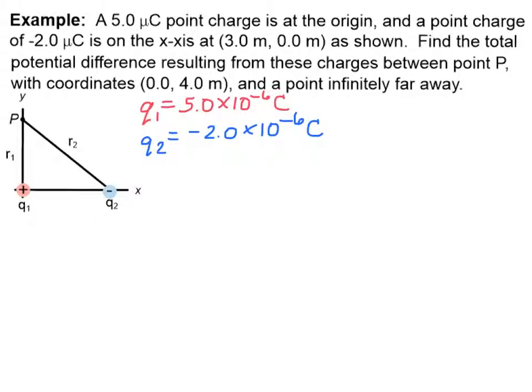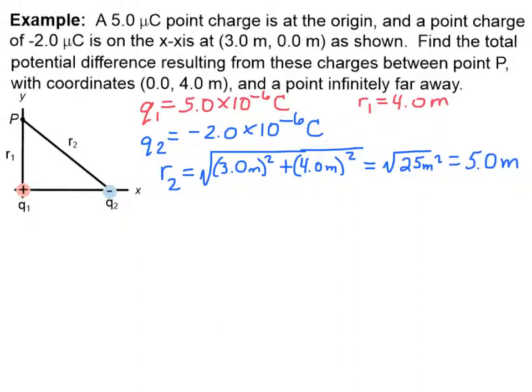Let's write down what we know. Charge 1 and charge 2, I went ahead and converted those into coulombs. I also know the distance between Q1 and P, and I'm calling that R1. It's 4.0 meters. I can find R2 by simply using the Pythagorean theorem, because I also know that the length right here is 3 meters. So I can find R2, and I come up with 5.0 meters for R2.